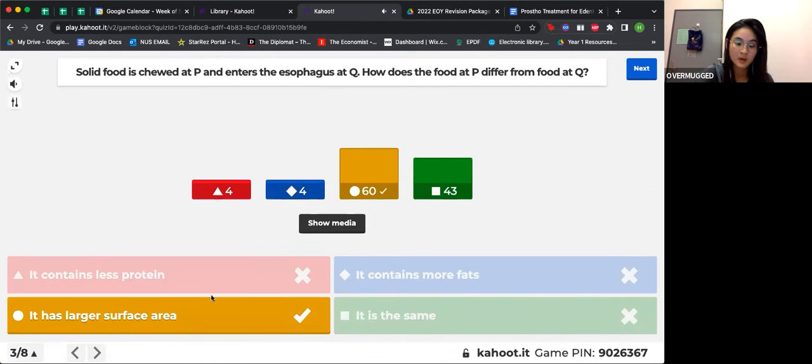All right, so remember, what's one of the key processes that happen in the mouth? Chewing. What does chewing do? It increases the surface area. It has nothing to do with proteins and fats. So by the time the food enters the esophagus, it has a larger surface area.